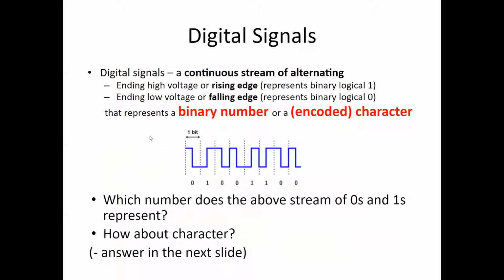So what are digital signals? Digital signals are continuous streams of alternating rising edges or falling edges. So this represents a binary number or an encoded character. Two questions that we have are: which number does the above stream of zeros and ones represent? And how about which character? Remember these questions.